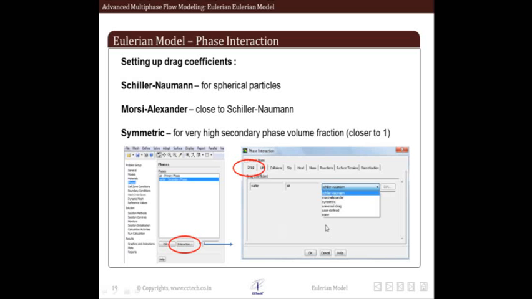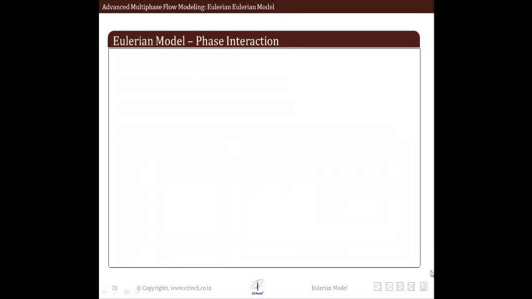We can also define drag by using the user-defined configuration. If we already know some correlation for drag that we want to input ourselves, we can use the user-defined option and define a UDF to input the drag coefficient. So once we have defined drag between pairs of phases, we click on OK and we are done with defining the drag between different phases.